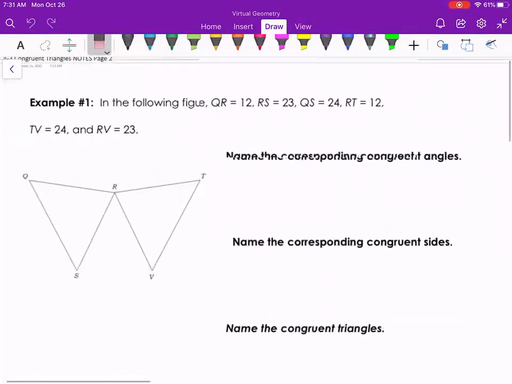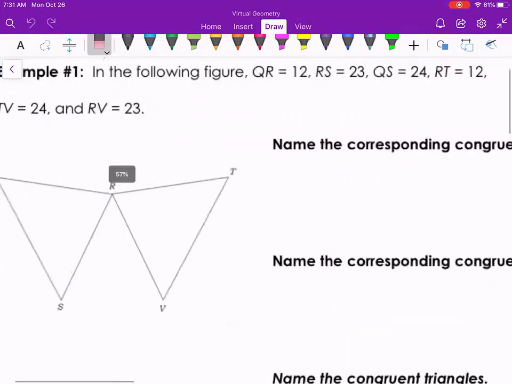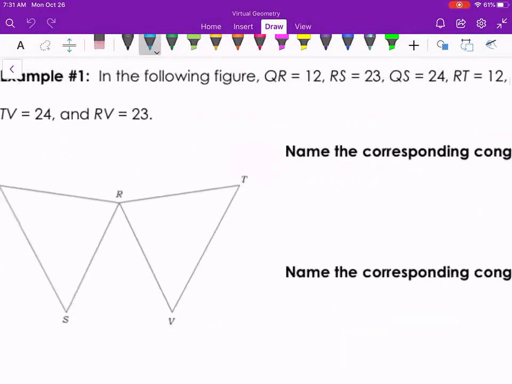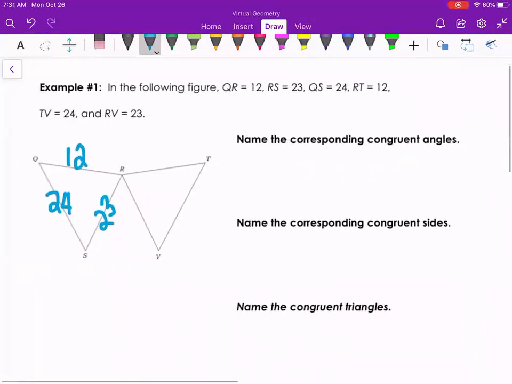All right, so in the following figure, QR is equal to 12. So let's get all of our numbers in here. Okay, and then it says R to S is equal to 23. Q to S, 24. So I know all the lengths of the sides of one triangle. Now let's do the next triangle, our second one here.